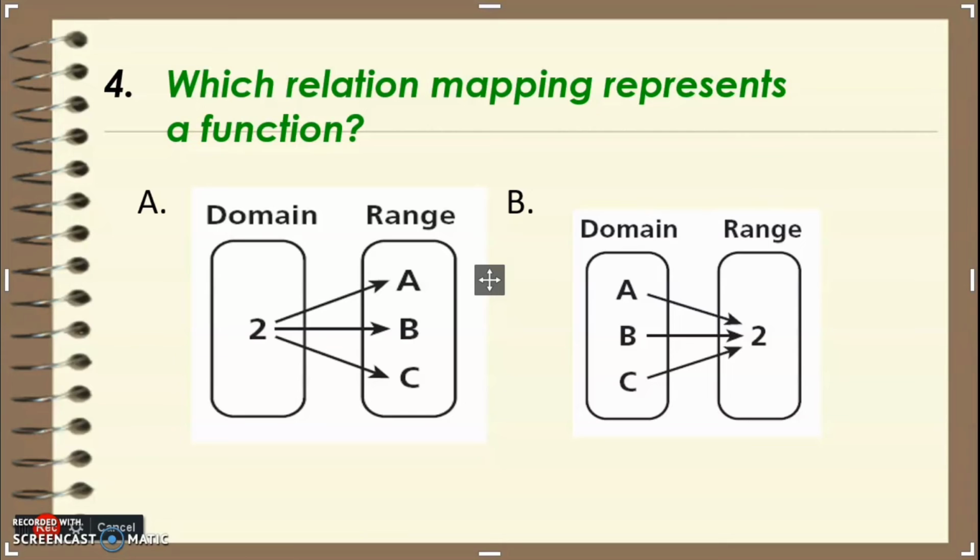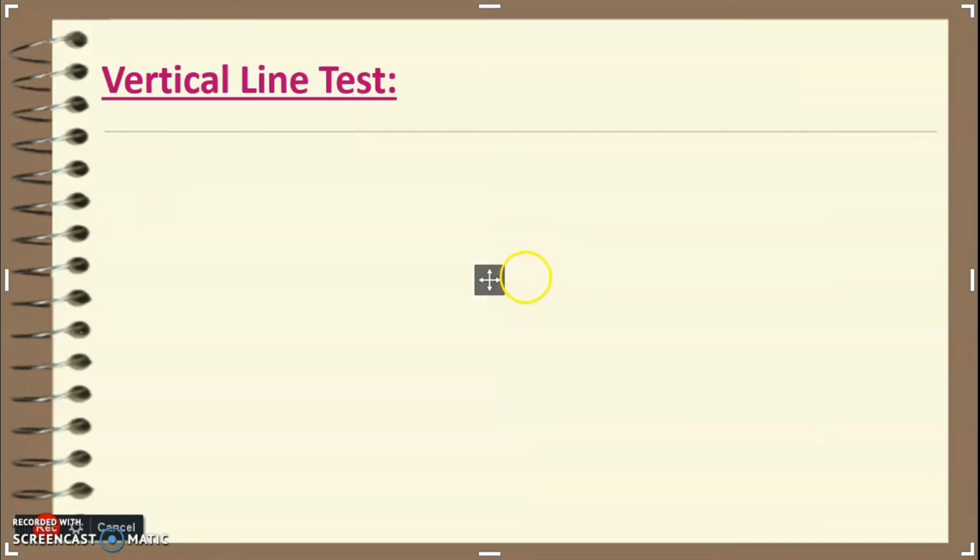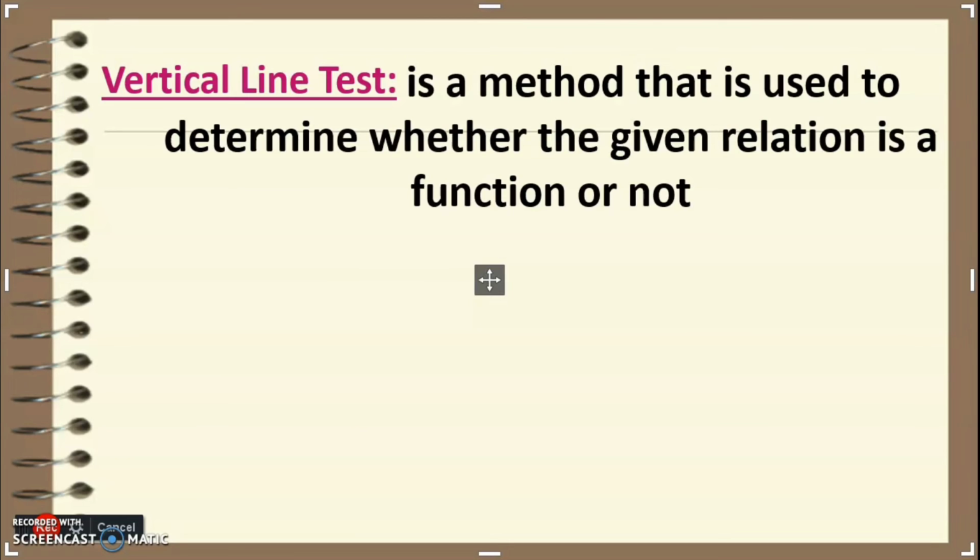Saan? Yes, it's letter B. B ang function. Okay. We can identify functions using graph by vertical line test. What is vertical line test? Ito ay method that is used in determining whether the given relation is a function or not.